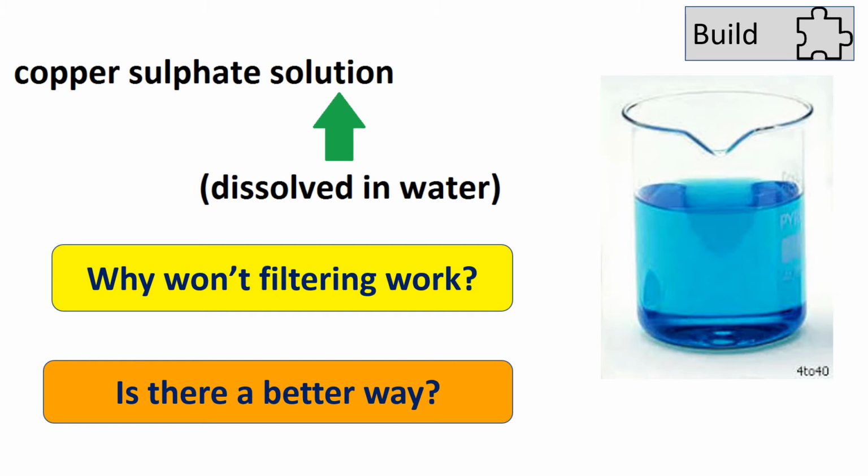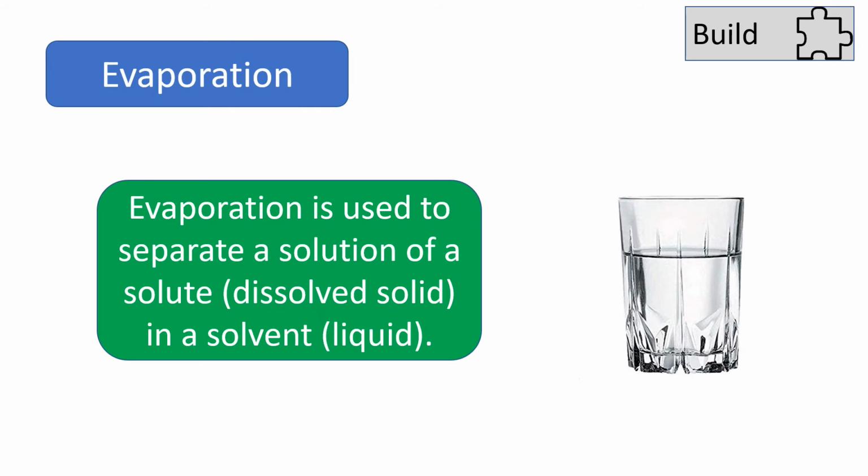So why won't filtering work? Well, think about filtration previously. We had the solid stuck in the paper and the liquid went through. There is no solid here, it's dissolved, so it all goes through. So it was together and it is still together, so filtration won't work. So what's the way to separate a soluble solid from a solution? Well, it's evaporation. And evaporation is used to separate a solution of a solute, which is the dissolved solid, in a solvent, which is the liquid.